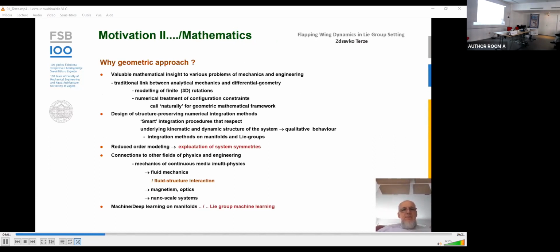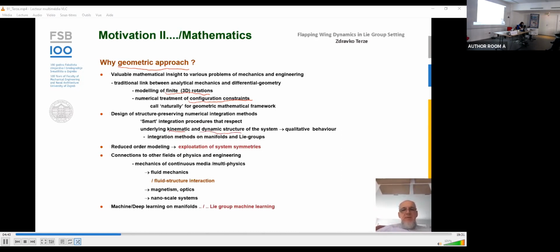In order to model physics of flapping wing, we have adopted geometric mechanics approach. Why did we choose so? Beside the fact that there is a traditional link between analytical mechanics and differential geometry, two important issues in the context of multi-body system dynamics, being modeling of finite rotations and numerical treatment of configuration constraints, call naturally for geometric mathematical framework.